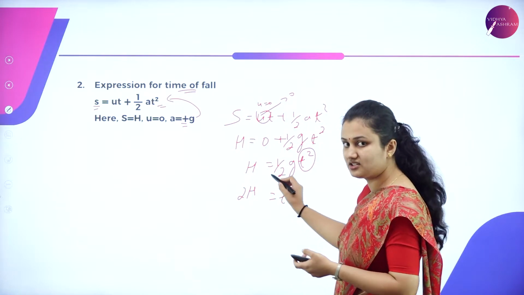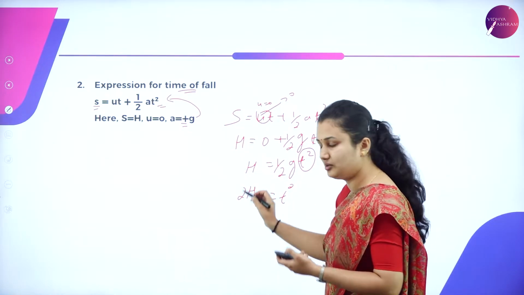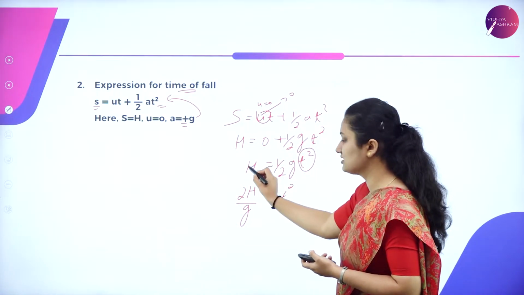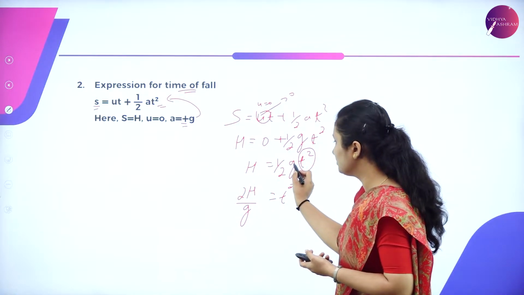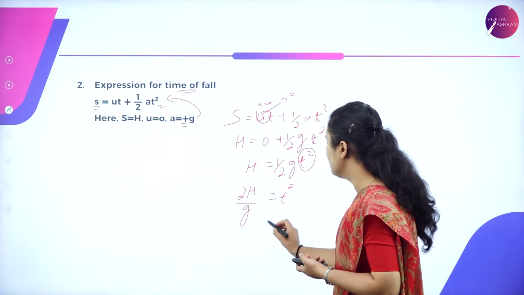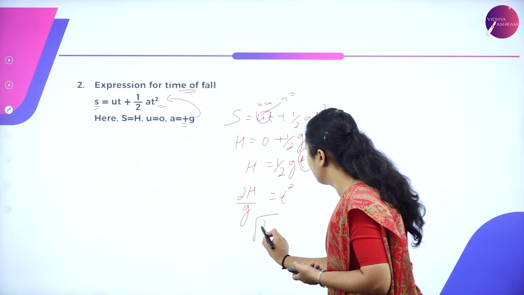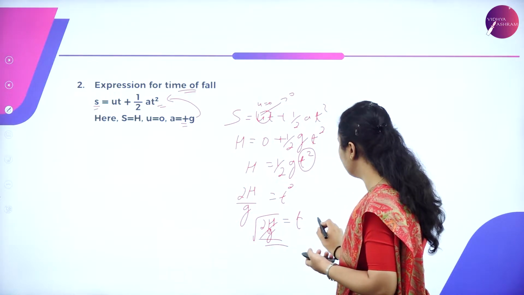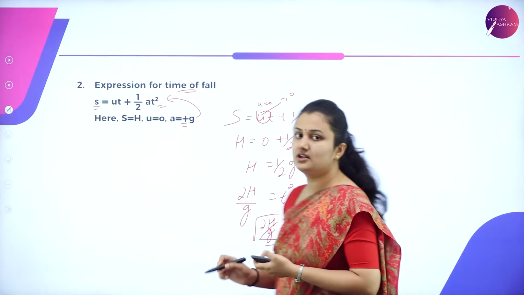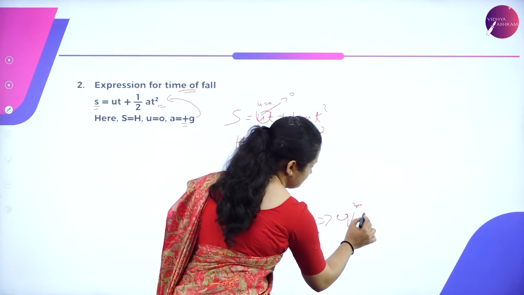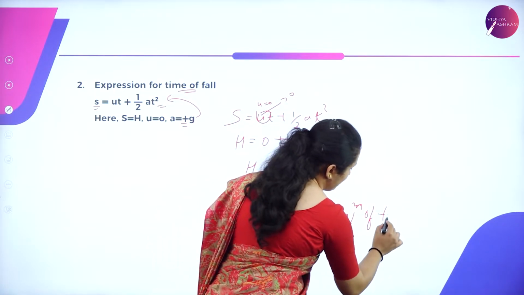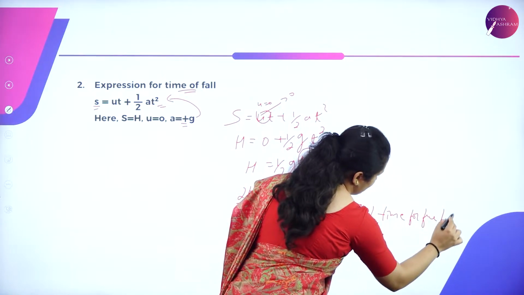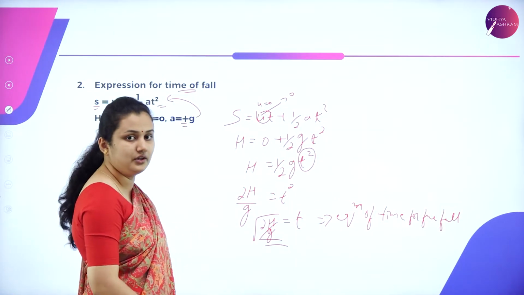The 2 is in the denominator, it's in the division, so when it goes to the LHS it will be multiplied. So 2h by, again g comes to the denominator. The 2 in the denominator goes to the LHS, so it will be 2h by g. When g comes to this side, it will be the denominator. So when I take the square root, t is equal to the square root of 2h by g. So this is the equation of time for free fall.